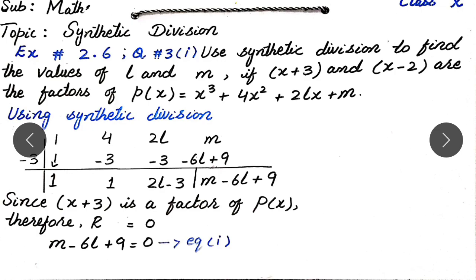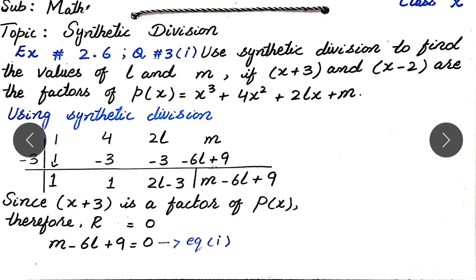Next question is question number 3, the first part. Use synthetic division to find the values of l and m. We are supposed to find the values of l and m if x plus 3 and x minus 2 are the factors of P(x), meaning polynomial x, x cubed plus 4x squared plus 2lx plus m.